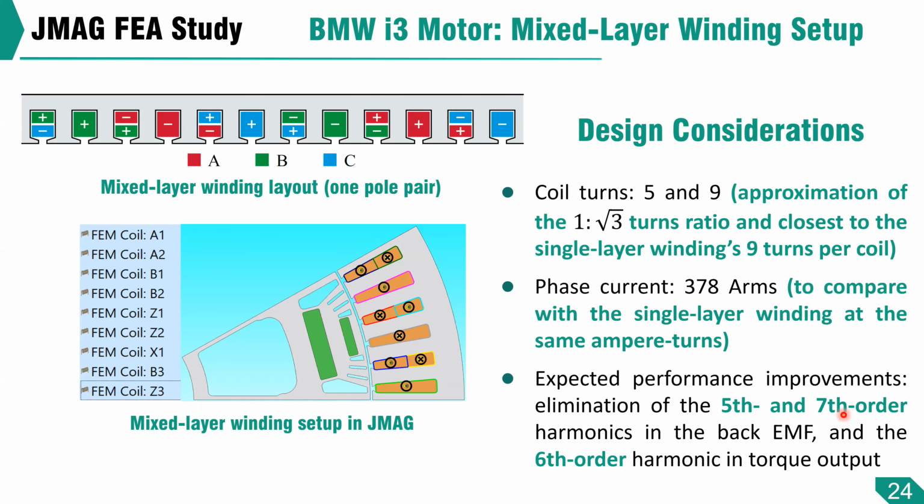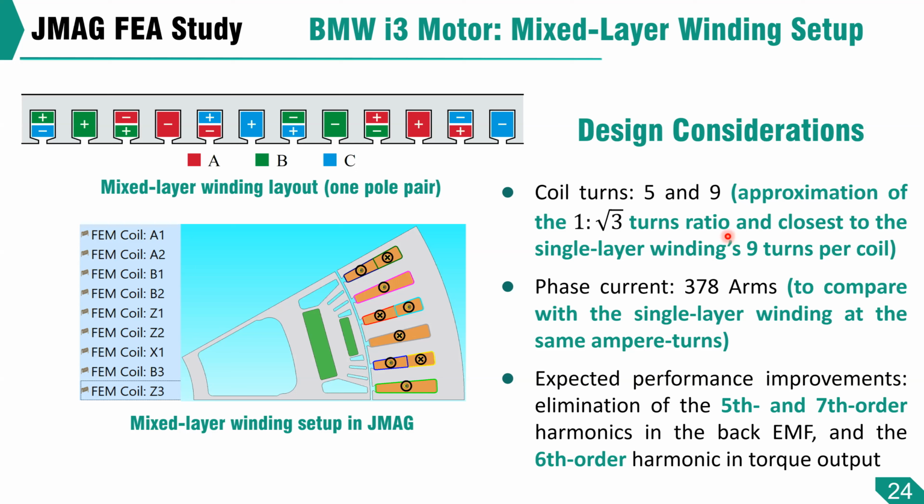So maybe we can improve this further using a new winding, the mixed layer winding. Just to remember, the layout of the mixed layer winding looks like this, and we set it up in JMAG using the FEM coils and the circuit editor. We chose the coil turns for the larger and smaller coils so that they're close to the ideal turns ratio, and also have a similar total number of turns as the original single layer winding.